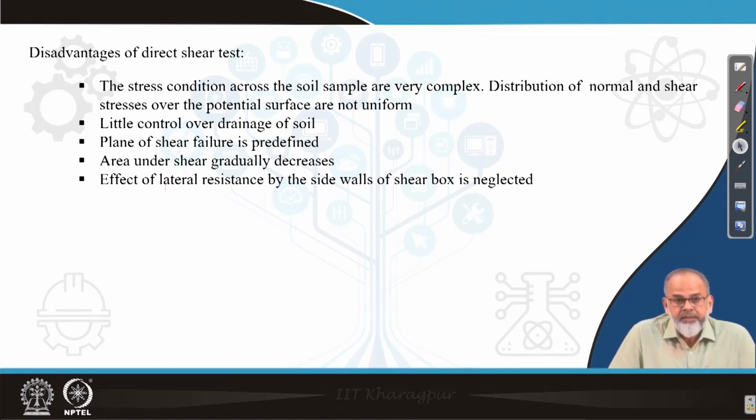Then there is the effect of lateral resistance, because the soil is confined to a box, so there may be a sidewall effect while measuring the shear force. So, these are some of the disadvantages, but if you want to find out shear strength in a controlled condition in the laboratory, this is the best method by which you can find it out.